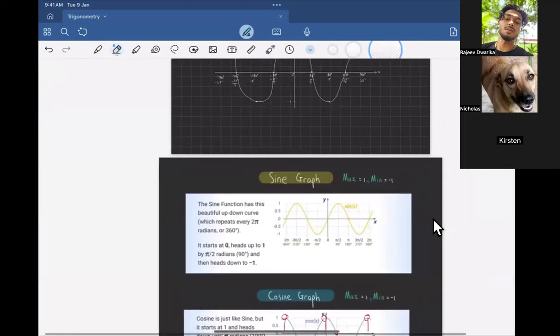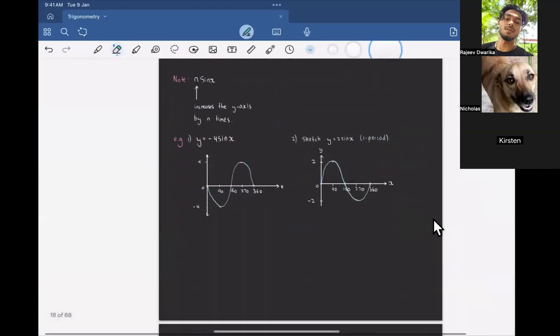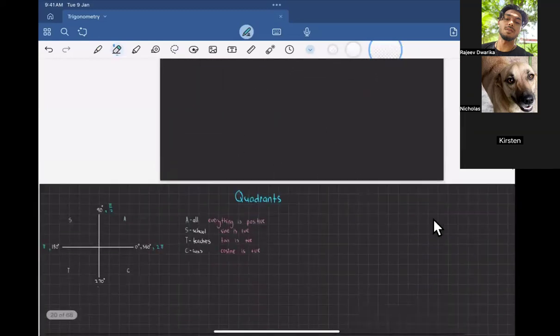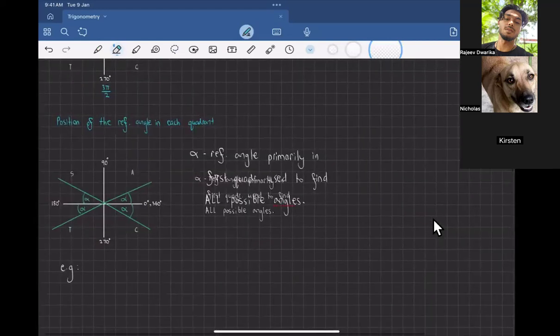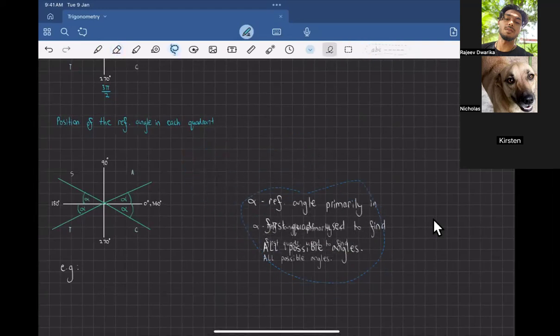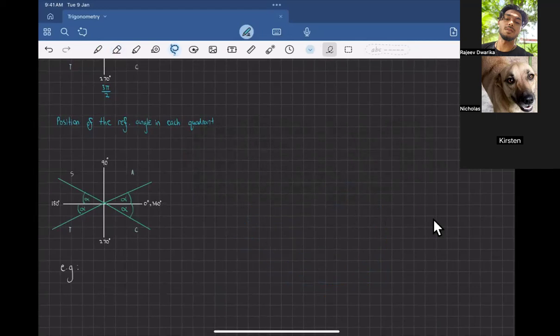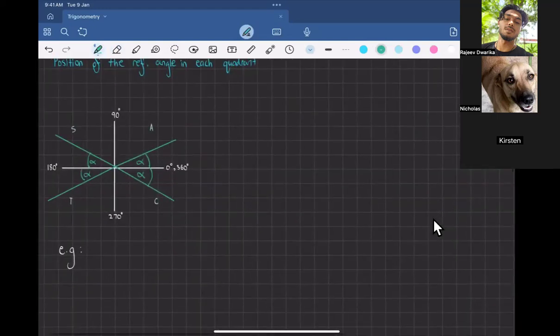And that's the purpose of the quadrants. They allow us to find multiple solutions. But the first thing you have to do is find the reference angle. Now, Nicholas, where did I say the reference angle is primarily in? Alpha. No, where did I say alpha is primarily in? Alpha primarily exists in the first quadrant. Right, so you need to find alpha in the first quadrant.